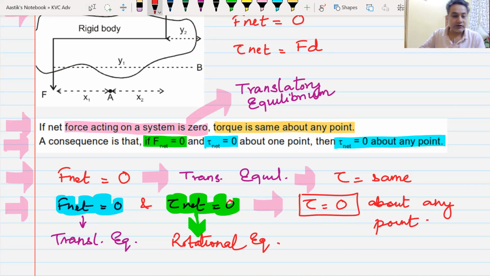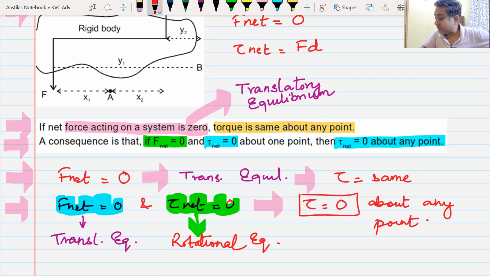Do we understand this, or has this gone above our head? So there are two types of equilibrium. Remember, we are in this chapter where we are doing rotational motion, and whatever we are doing in rotational, the same thing we had done in translational motion.